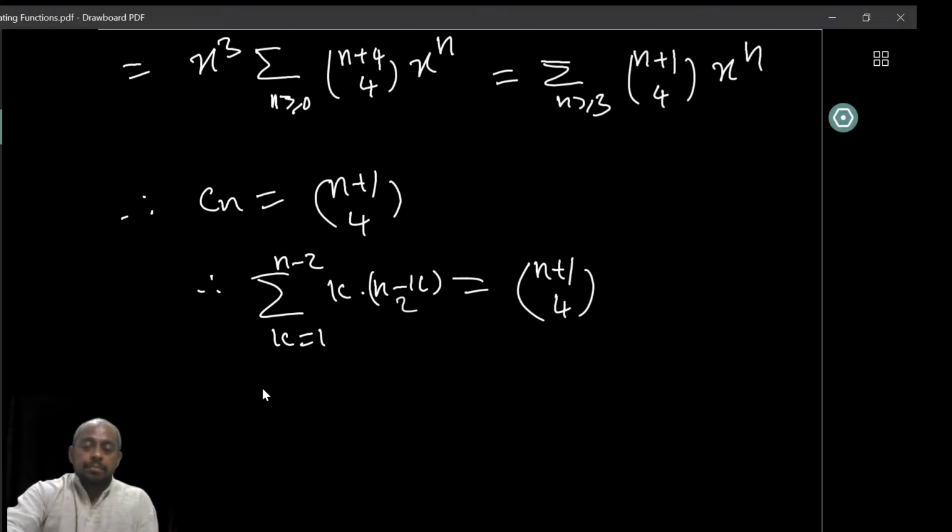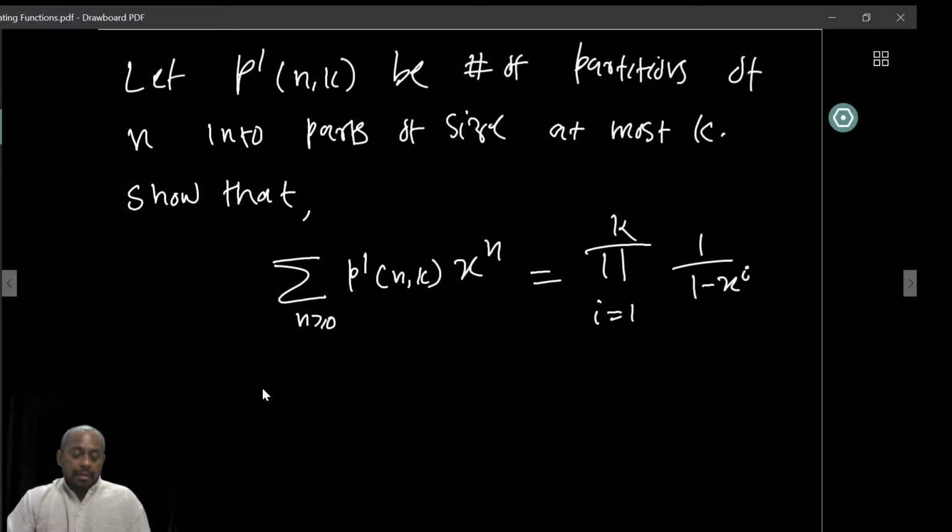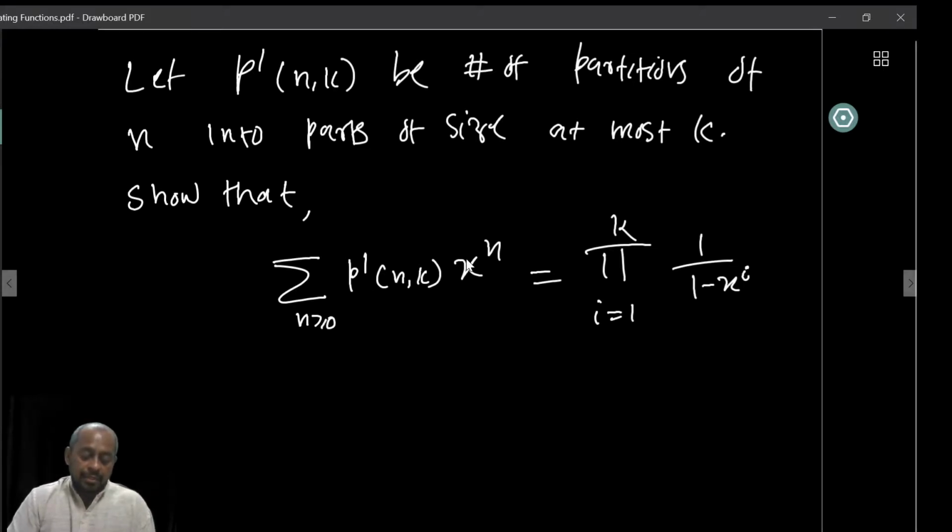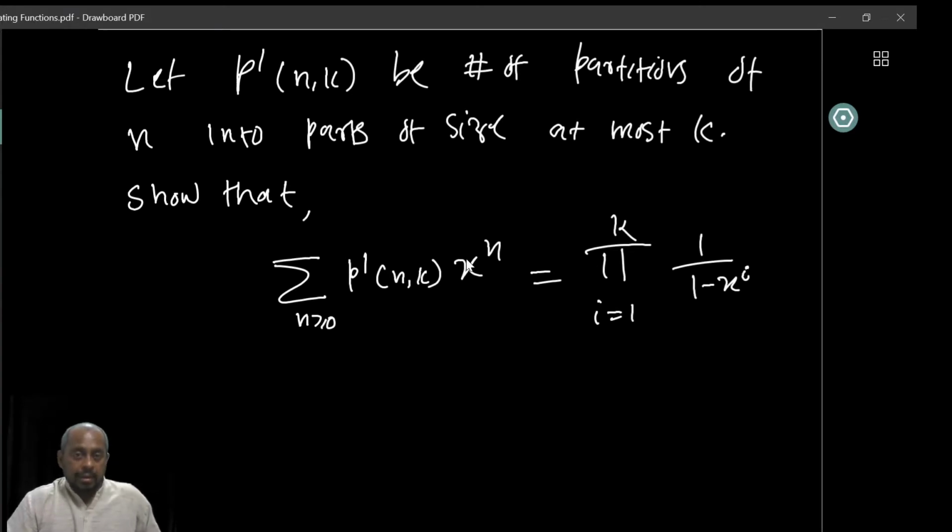Now let us look at the next question. So let p dash of n, k be the number of partitions of n, right? Integer partitions of the integer n into parts of size at most k. Okay. So this is denoted by p dash of n comma k. Then show that the summation n greater than or equal to 0, p dash of n comma k x raised to n, right? The generating function for this is the product i equal to 1 to k, 1 by 1 minus x raised to i.